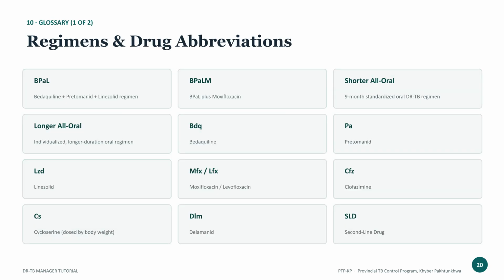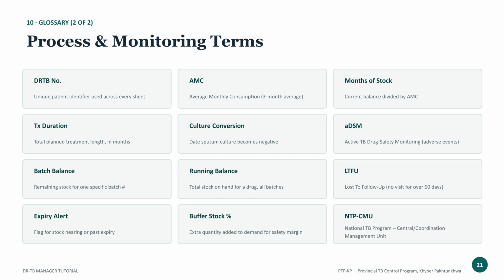For reference, this glossary defines common abbreviations for Dr. TB regimens and drugs, such as BPAL, BPALM, and specific medications like bedaquiline, pretomanid, and linezolid. This second glossary sheet covers essential monitoring terms used in the workbook, including how average monthly consumption and buffer stocks are calculated, as well as definitions for key status indicators like LTFU.